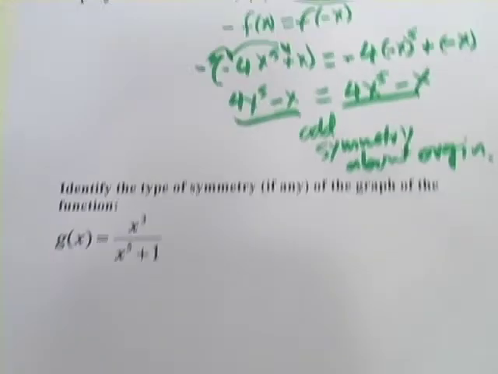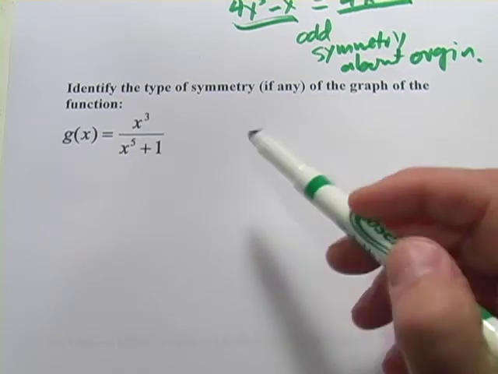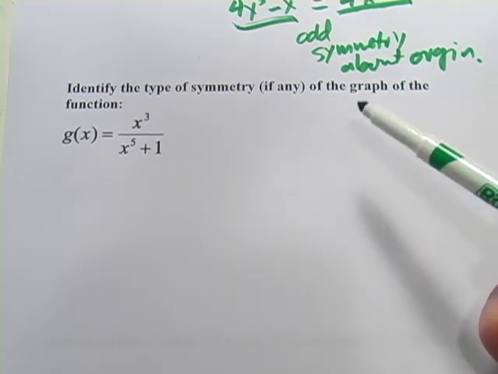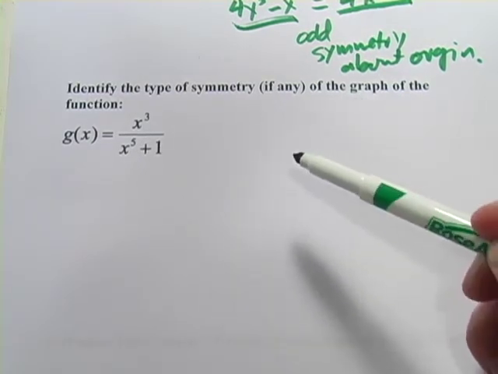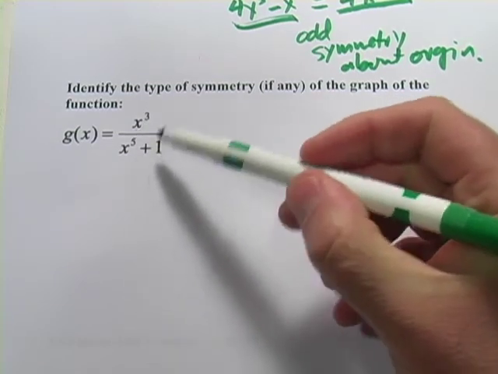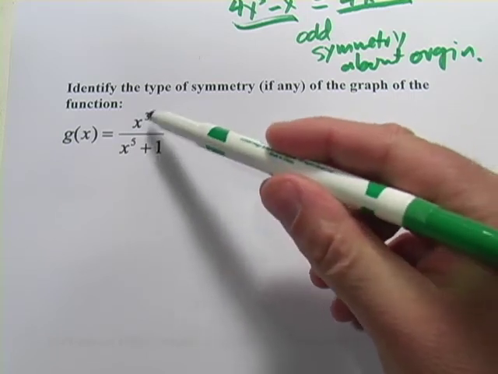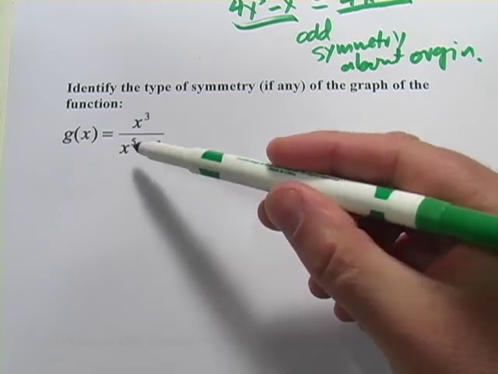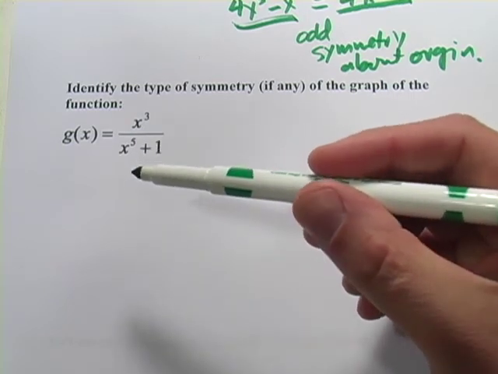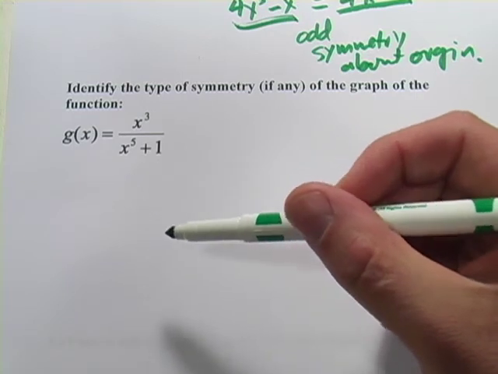All right, let's try another one. So this one says identify the type of symmetry, if any, of the graph of the function. So we've got g of x equals x to the third over x to the fifth plus 1. And I'm seeing a lot of these odd powers. So I'm thinking, okay, maybe it's an odd function. So let's go ahead and try that.